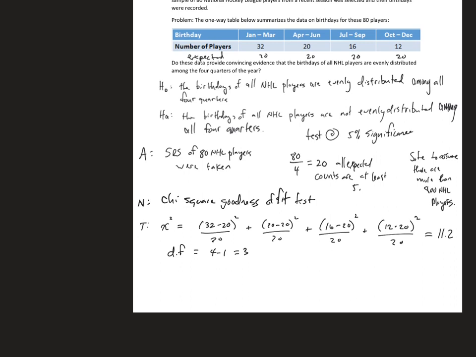So I need to calculate my p-value. So the probability that chi-squared is greater than 11.2 is equal to, and we could do a chi-squared CDF, where lower is 11.2, upper is 1 times 10 to the 99th, and we have 3 degrees of freedom. When we do that, you get 0.0107.